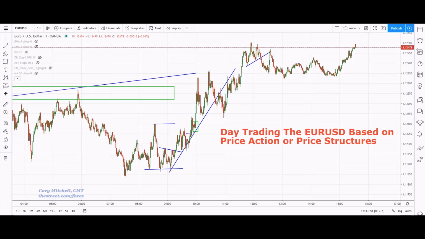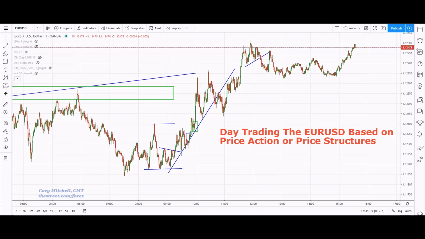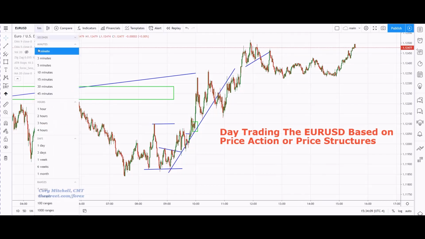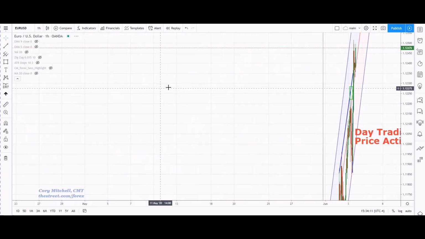So with a swing trade, we're typically holding those trades overnight. We're maybe dropping down to the 5-minute chart to find our entry, but we're really looking at big targets. And so let's look at the hourly.